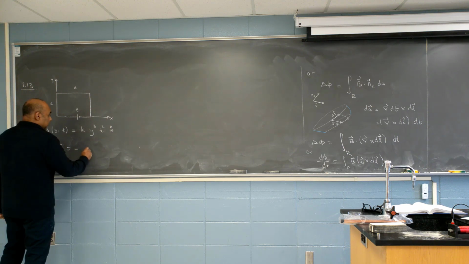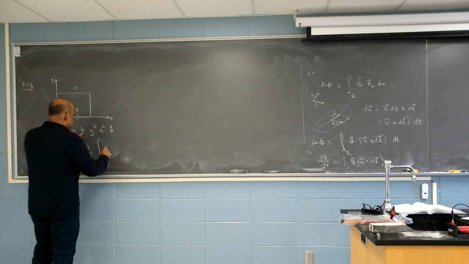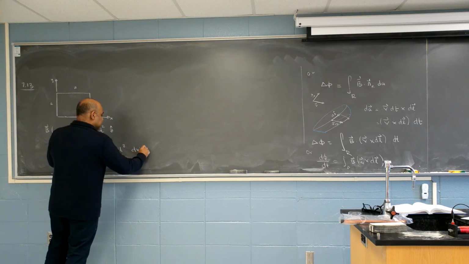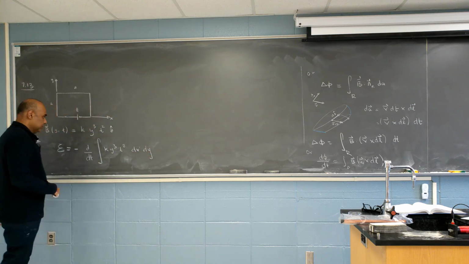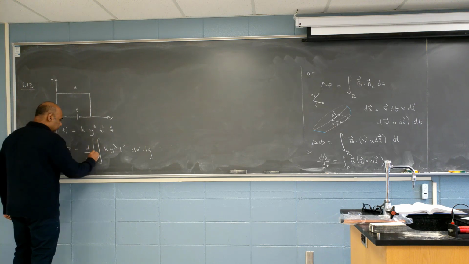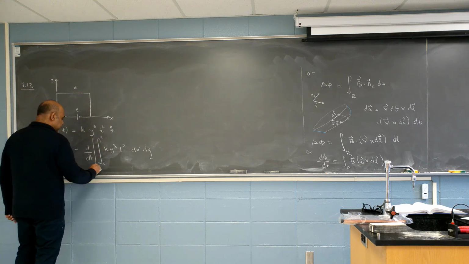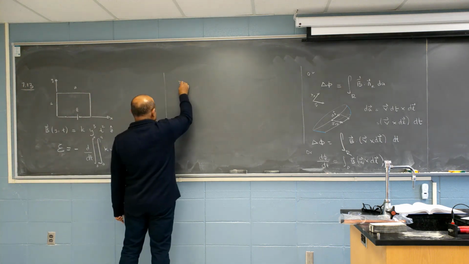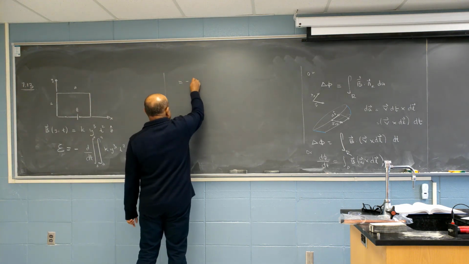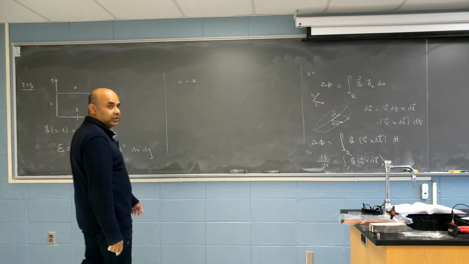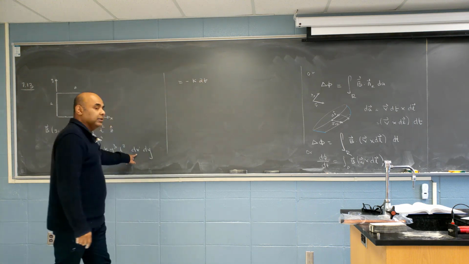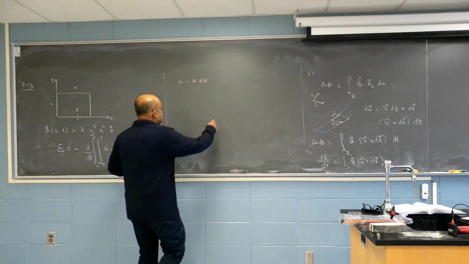Minus d/dt of the integral of B, k y cubed t squared dx dy. Correct? And they both go from 0 to A, 0 to A. Please make sure that I'm not making a mistake. I can bring my k outside. The derivative of t squared is 2t. The dx integral I can do, that is just A.